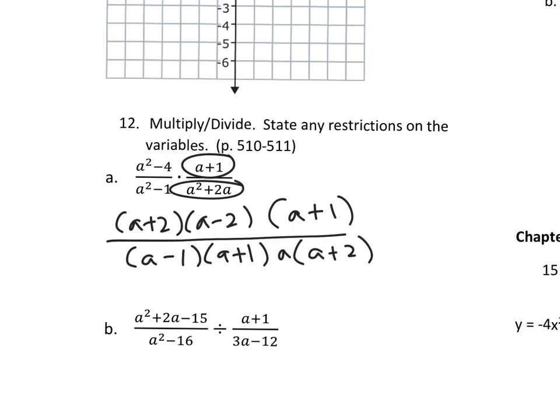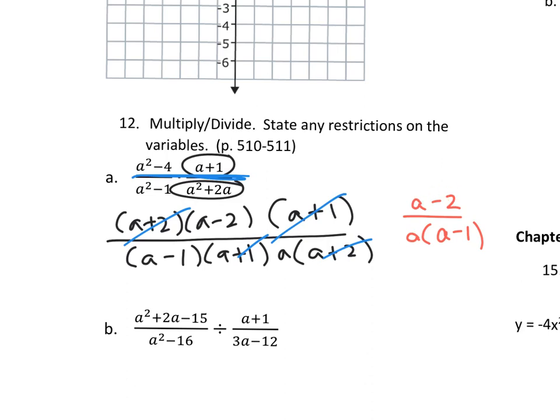Once I have everything factored out, I put it underneath one big fraction bar because the order doesn't matter when you multiply. So I can cancel out the common factors. So these two cancel out, these two cancel out. So I'm left with a minus 2 over a times the quantity a minus 1. You cannot cancel out these two a's because they're stuck with the subtraction.